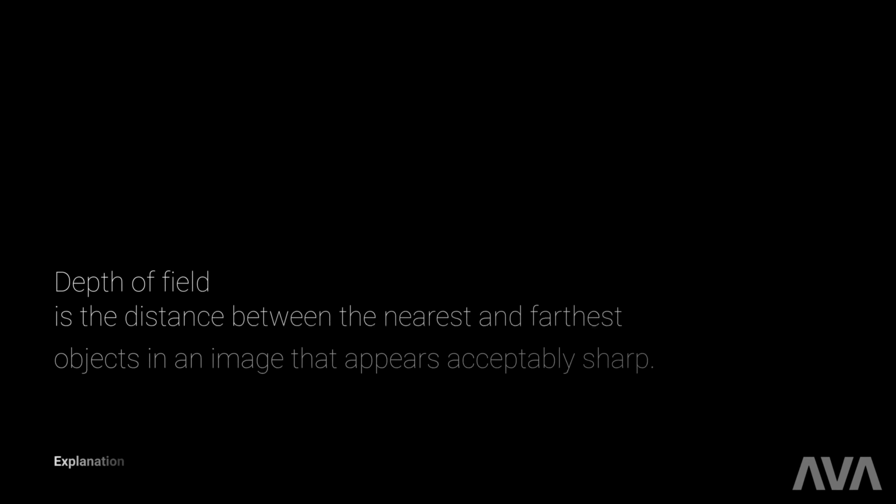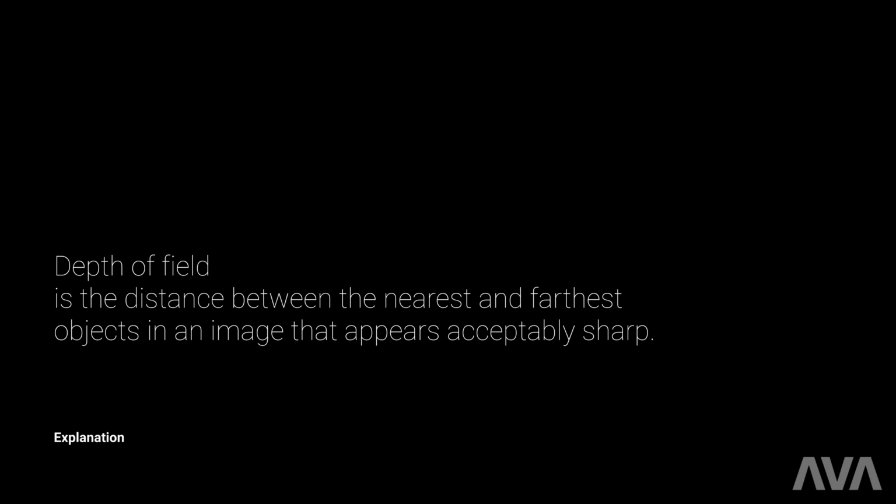Now let's talk about the depth of field. Depth of field is the distance between the nearest and farthest objects in an image that appears acceptably sharp. Let me help you understand this. We have an object of interest here. There are other things around this object.